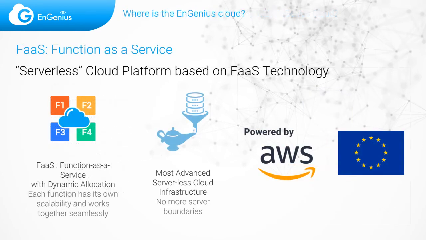Where is the EnGenius Cloud? The EnGenius Cloud is based on an FaaS, function as a service, infrastructure. The cloud is not bound to a specific server PC, but whatever resource is needed during the usage of the cloud will be acquired on the spot. This makes the EnGenius Cloud not only very efficient, but also limitlessly scalable. There is no restriction on the management capacity of the cloud.